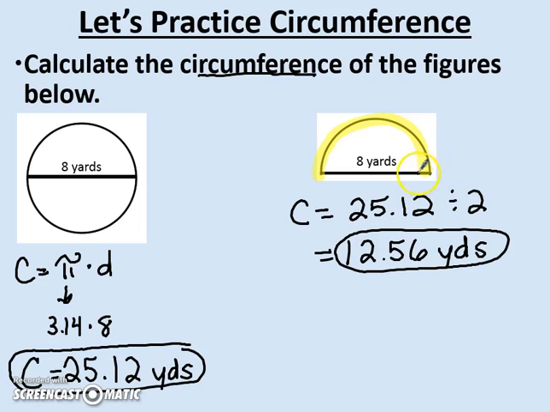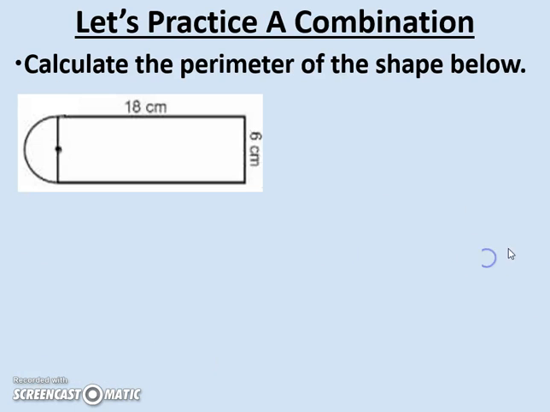If we also wanted to know the perimeter entirely, the arc plus the segment, we would need to add 8 onto that to get 20.56 yards. Let's do one more example that will have a combination of perimeter and circumference. When a combination occurs, it is just called perimeter, but you need to be thinking circumference when you see the rounded edge here.